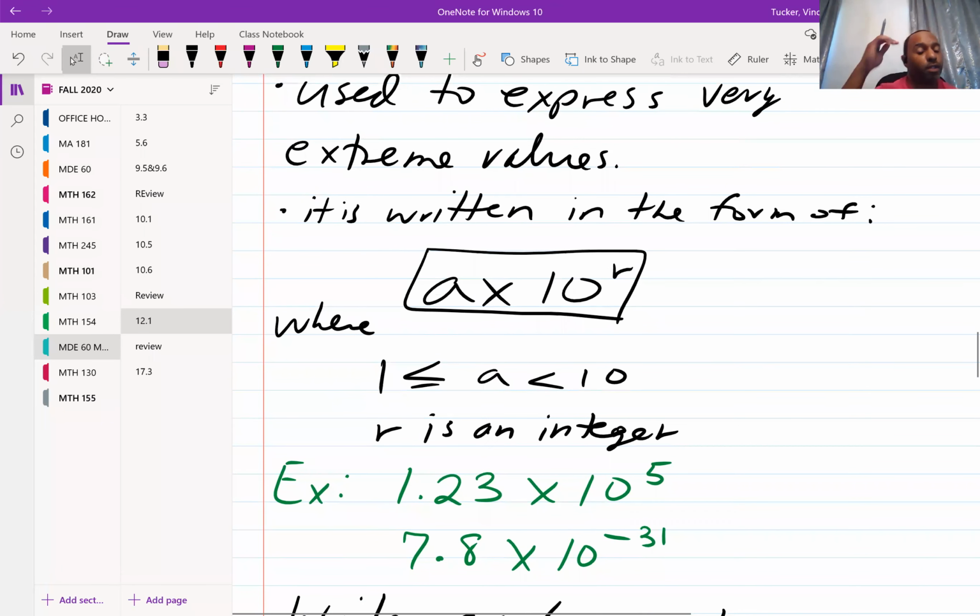So examples of that in the green, 1.23 times 10 to the fifth power. That 1.23 is in between 1 and 10. And 5, your exponent, is an integer. Remember, integers are the regular numbers. They're not decimals, they're not fractions. But they can be positive or negative. So that's what we see in the 7.8 times 10 to the negative 31st power. 7.8 is in between 1 and 10, and then negative 31 is an integer exponent.